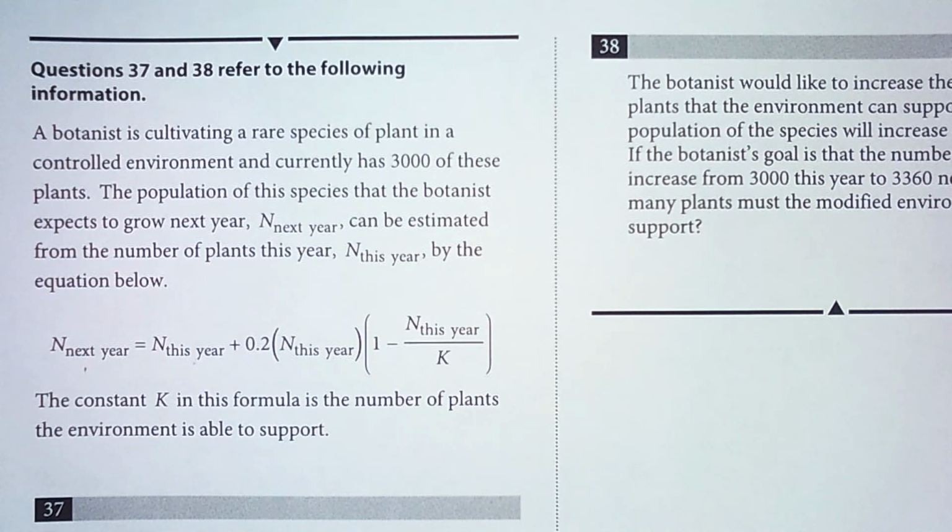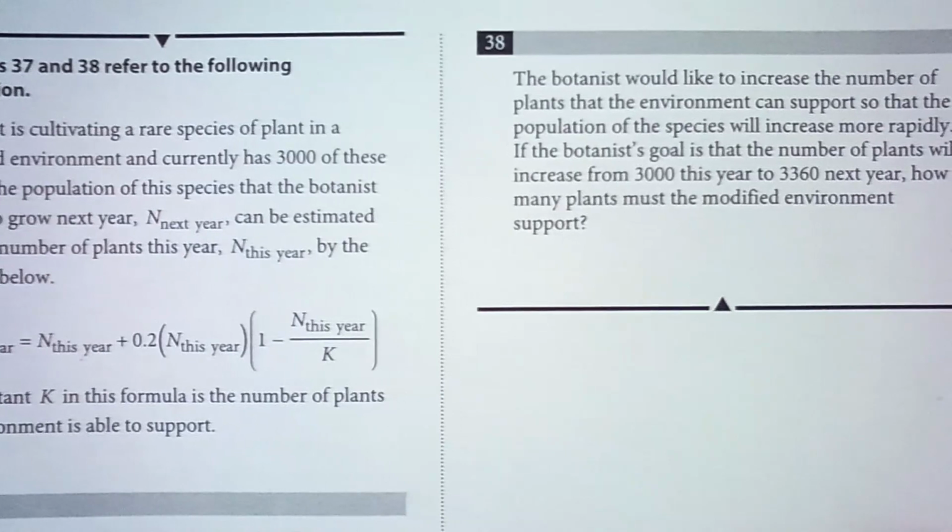A botanist is cultivating a rare species of plant in a controlled environment and currently has 3,000 of these plants. The population of this species that the botanist expects to grow next year, that's N sub next year, can be estimated from the number of plants this year, that's N sub this year, by the equation below. The constant K in the formula is the number of plants the environment is able to support.